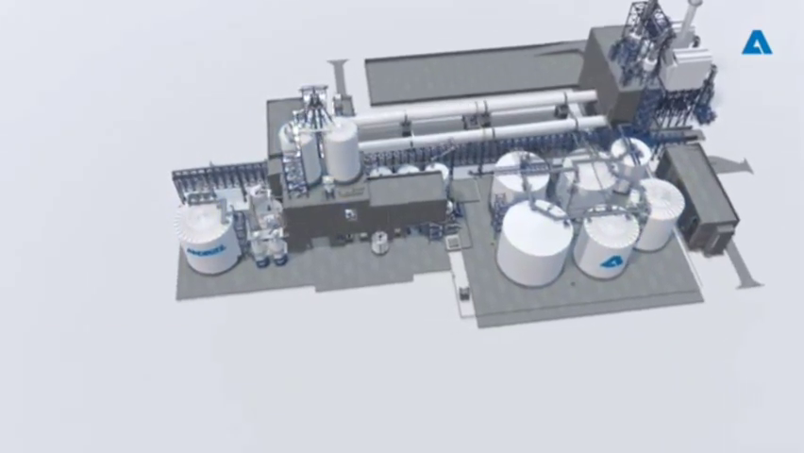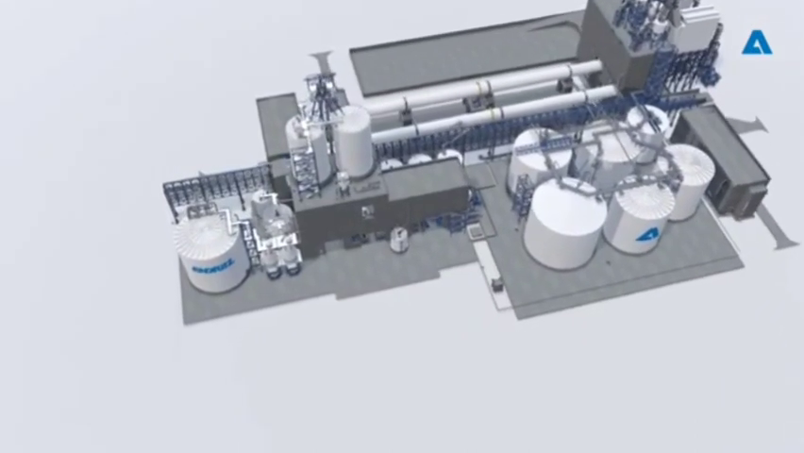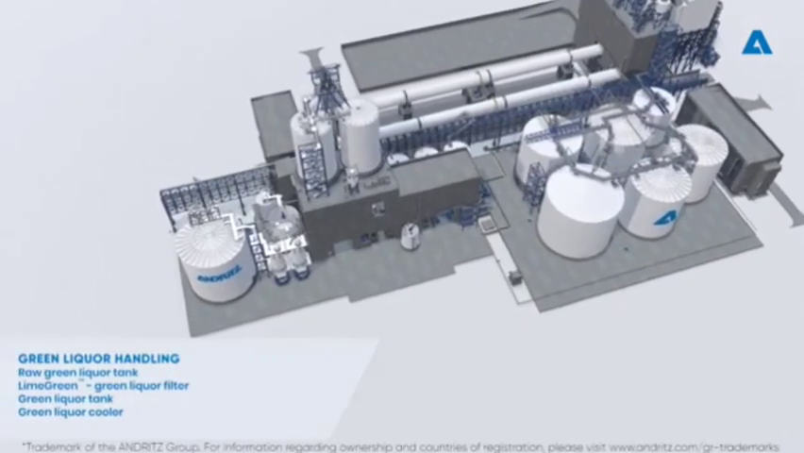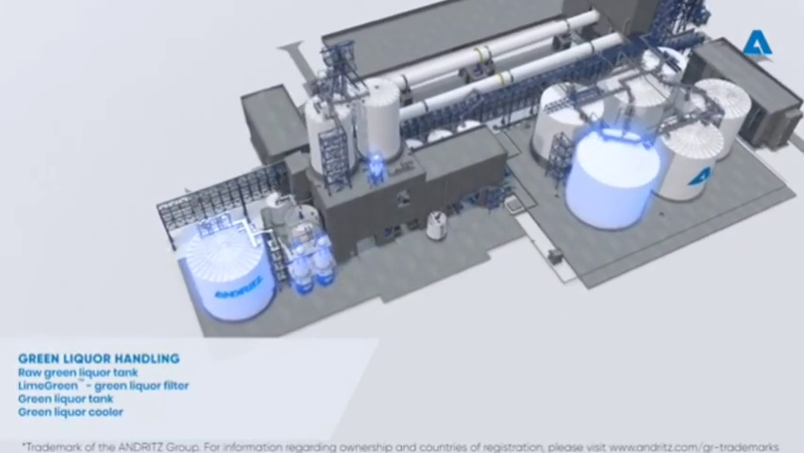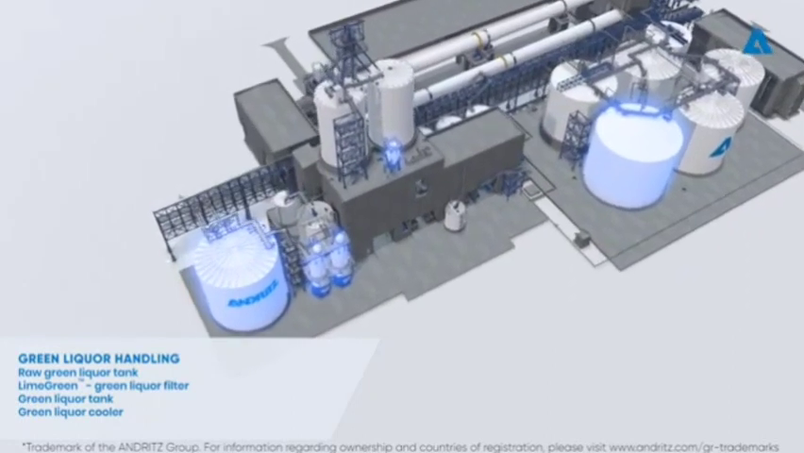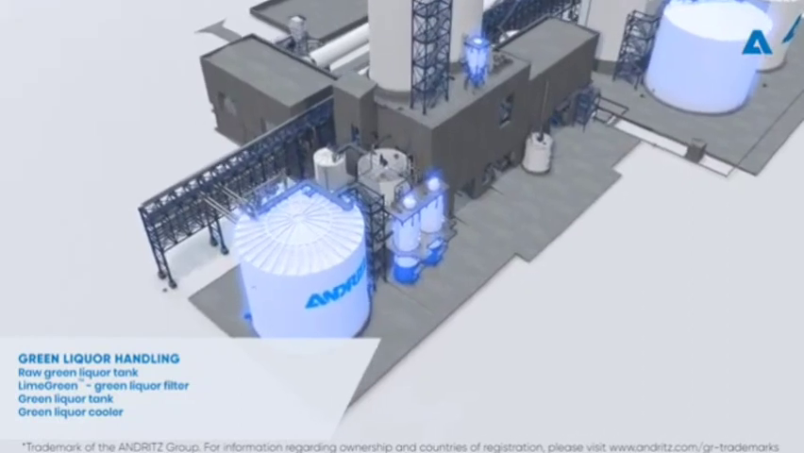The processes in a recausticizing plant are the following. It starts with green liquor handling. The basic purpose of the green liquor handling is to filter green liquor coming from the recovery boiler dissolving tank so it can be suitable for recausticizing.